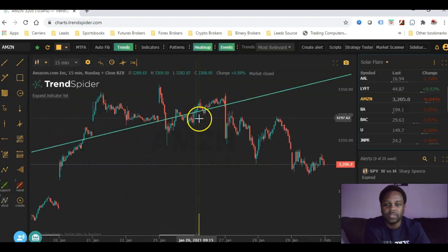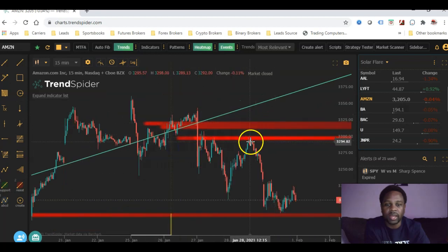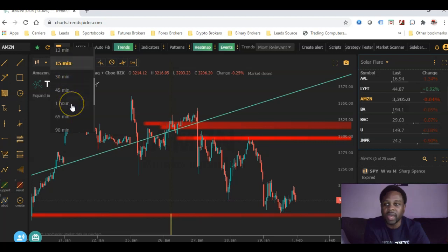All right, let's look at the 15 minute. Look, bright red on the 28th. You can see it on the 15 minute as well. That's an extra confirmation. Let's look and see about on the hour.